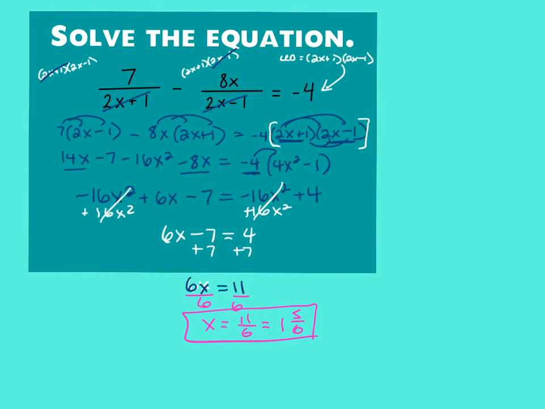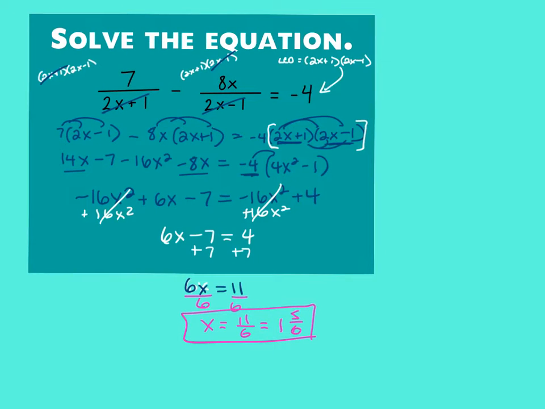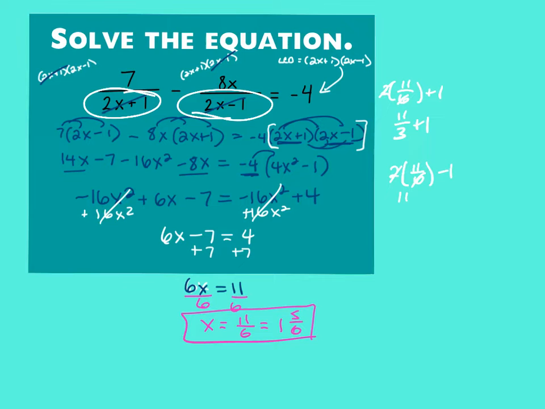But remember that this has a fraction in its denominator to begin with, so we have to check to make sure that when we plug that answer back in, it doesn't give us a 0 here or here. The only thing that's going to give us a 0 in those places are positive or negative a half, so we are good. If you want to plug it back in to check, you can. Like if I did 2 times 11 sixths plus 1, it'd be 11 thirds plus 1, which is not 0. And 2 times 11 sixths minus 1 is 11 thirds minus 1, which is again not 0. So I know that this answer can be kept.